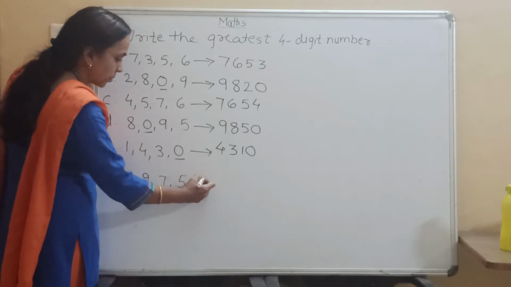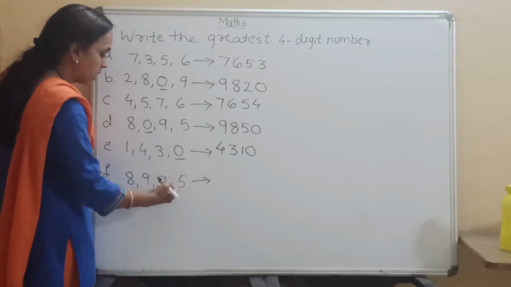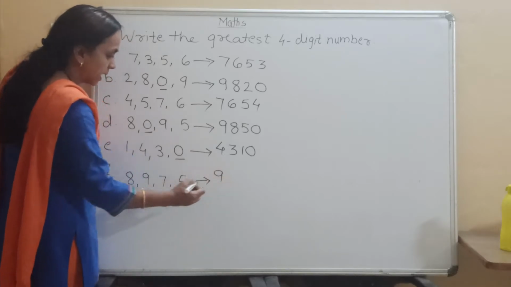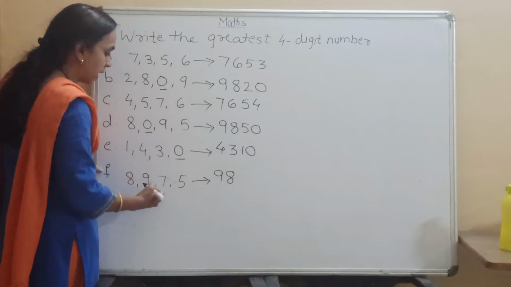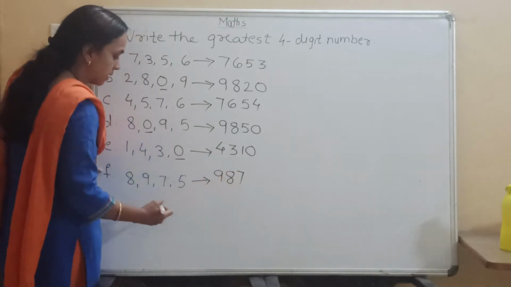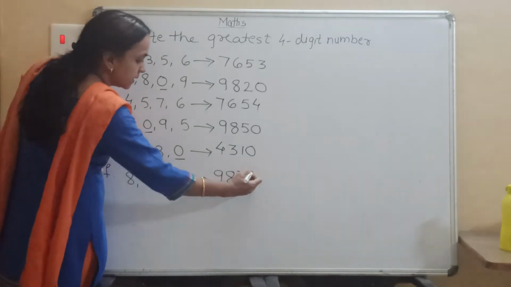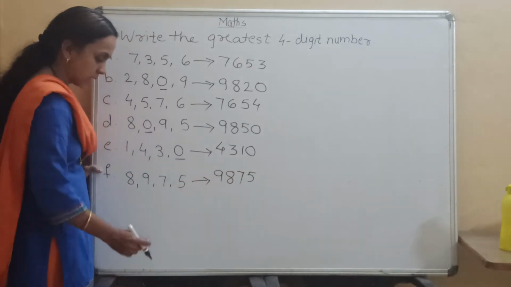Now see F question. 8975. So which is the bigger digit here? 9. Smaller than 9 is 8. Smaller than 8 is 7. Smaller than 7 is 5. So what is our answer?